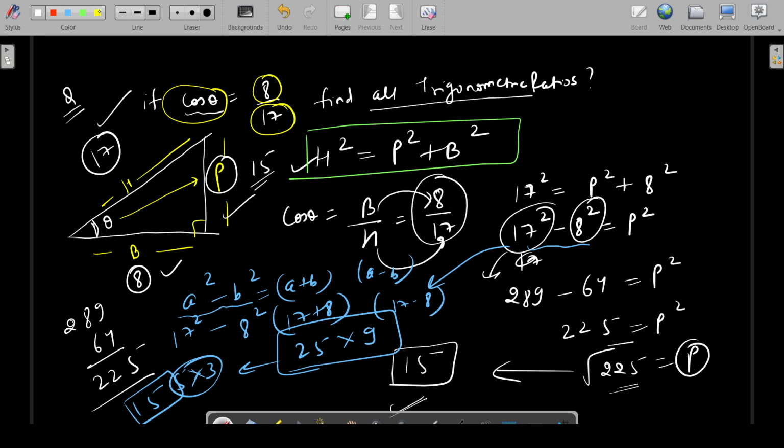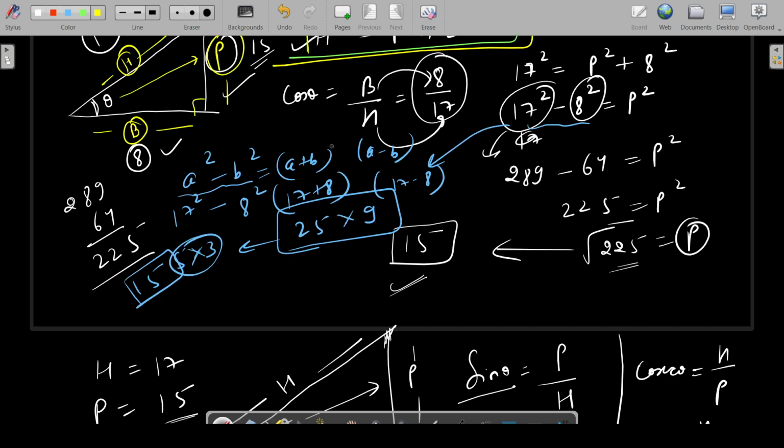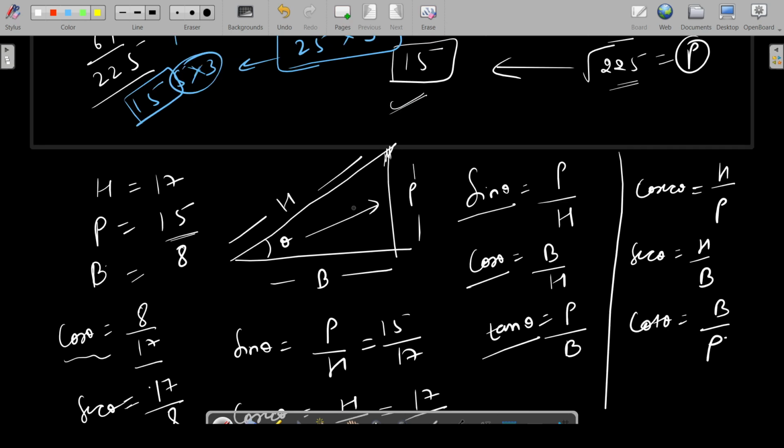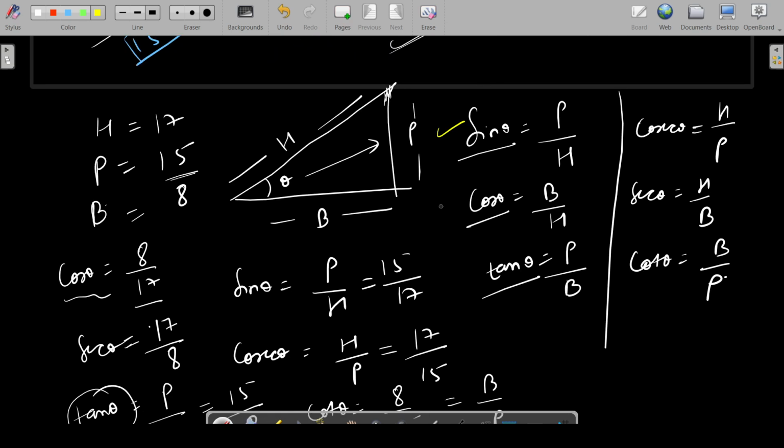The key thing you should always keep in mind is that first we have to find all three sides. If two are given, then we can find the third one with the help of the Pythagorean theorem. Then we must know all the standard results, that is, what you mean by sine theta, cos theta, tan theta. These three are most important, because the rest three will be the reciprocals of the existing three. Okay, then we can solve this.